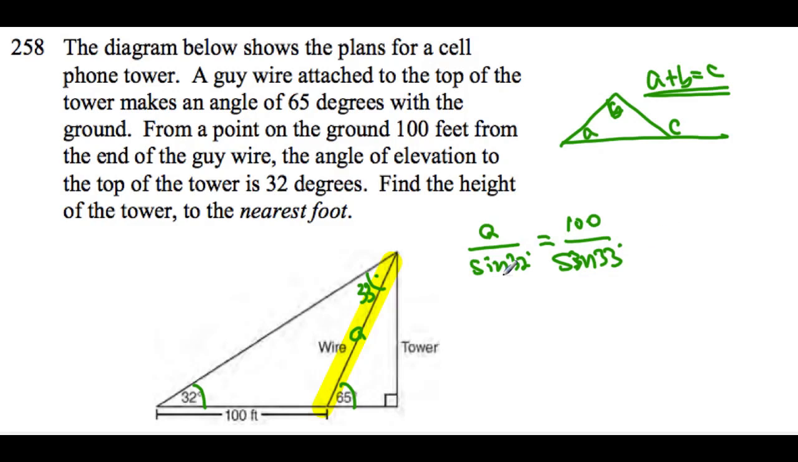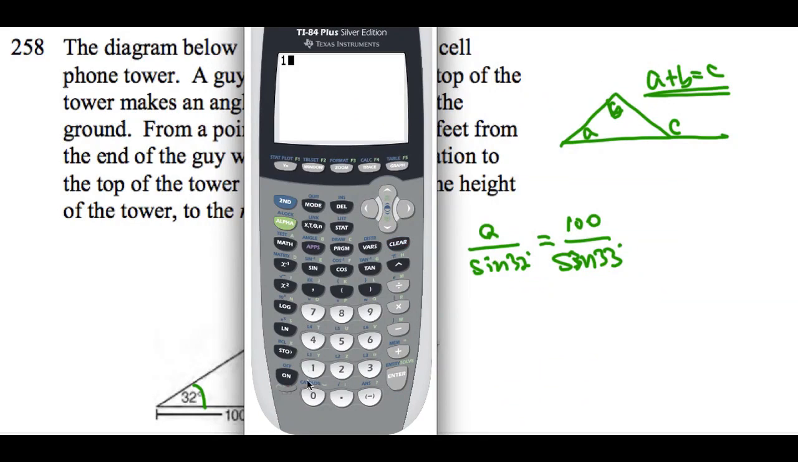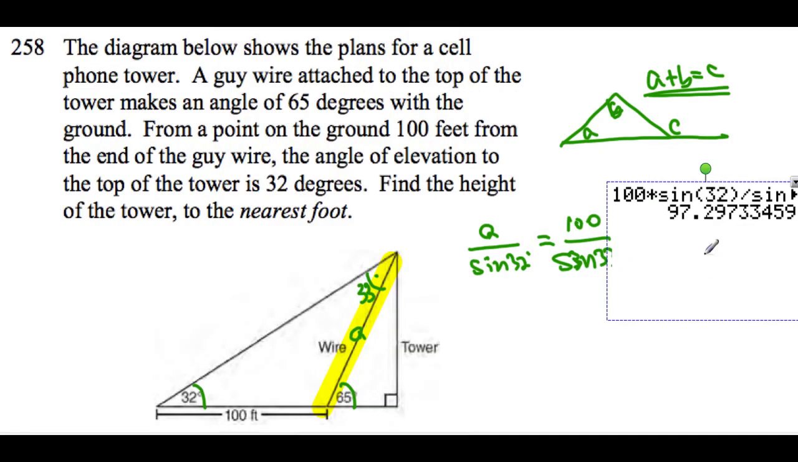Now all we have to do is simply multiply by sine of 32 on both sides. So 100 times sine of 32 degrees divided by sine of 33 degrees, and that's the answer we end up getting. So A is equal to 97.297, something like that.